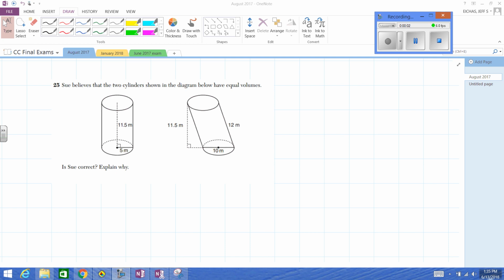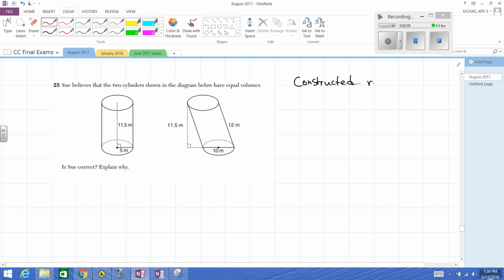August 2017, we're looking at the constructed response, part 2s. And so those are worth 2 points each, which makes a difference in how much we write.